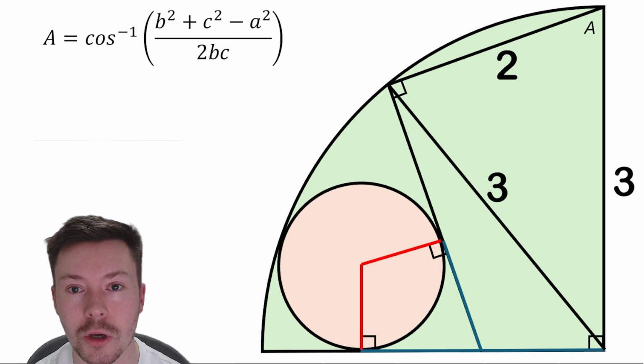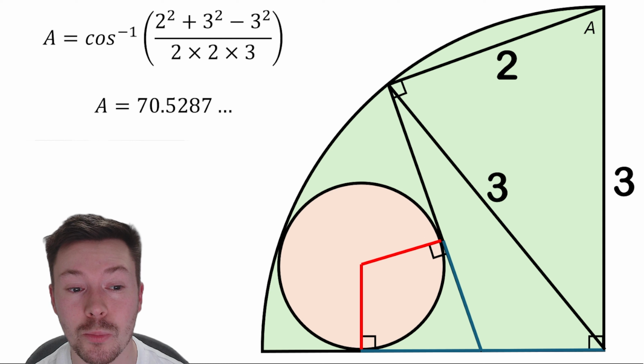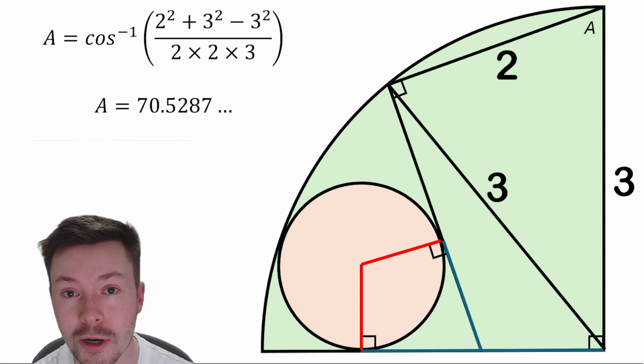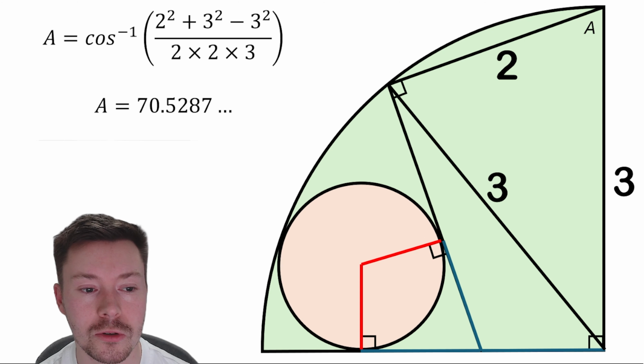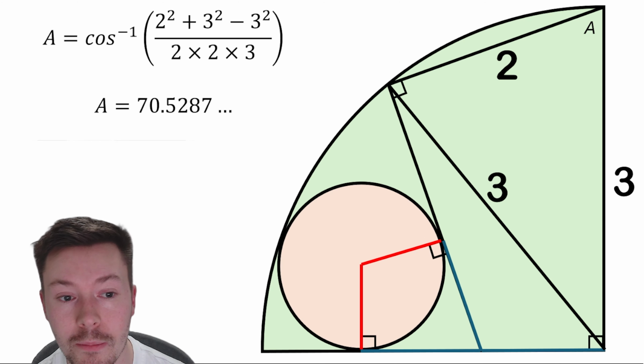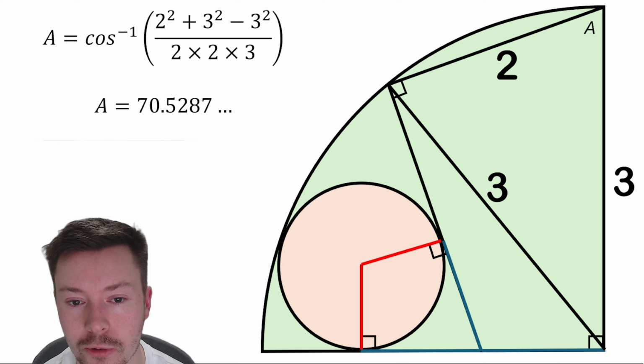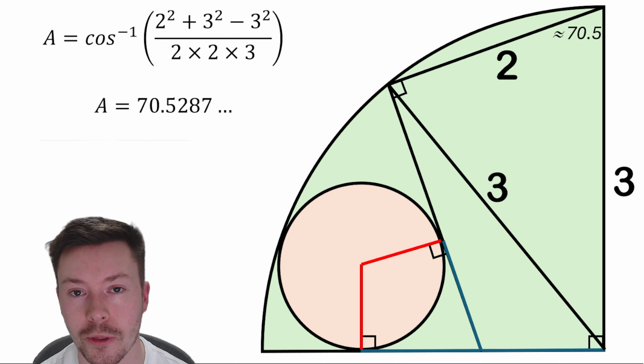Now to do that, I'm going to substitute into this cosine rule, or inverse cosine rule formula, and I'm going to get this, which gives me an answer for A of 70.5287... Now for the rest of this video, the values I'm going to work out, I am going to round them when I put them on the diagram, but I am going to make sure I use the exact values so I don't get any rounding errors. Okay, so let's put that on the diagram.